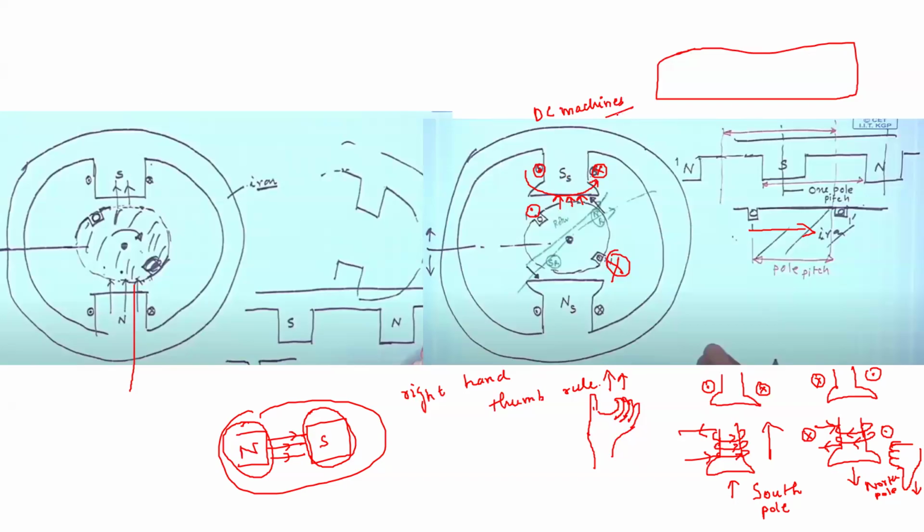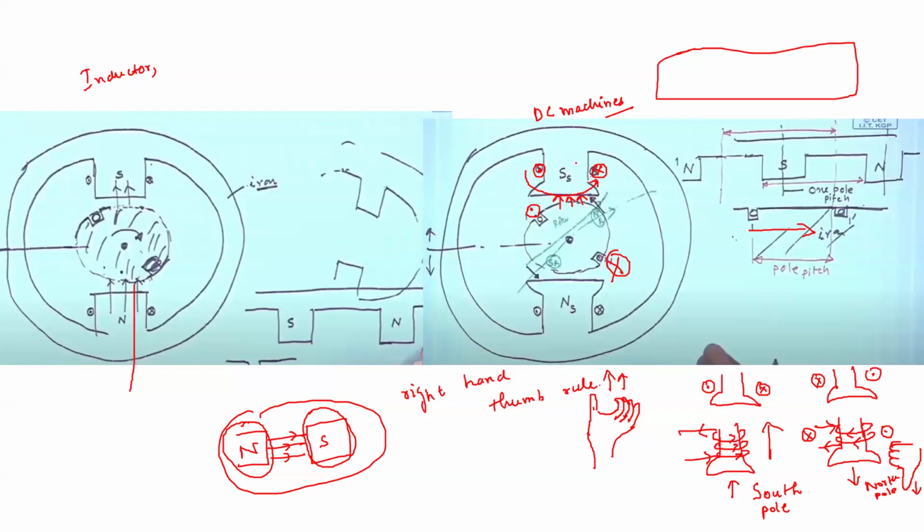Okay, now when we see induction machines and synchronous machines, slowly we will see how by various means we can generate the magnetic field. Okay, what is the nature of the magnetic field, whether the magnetic field is stationary or whether the magnetic field is rotating.